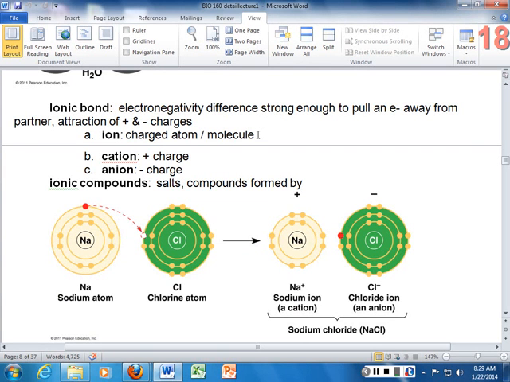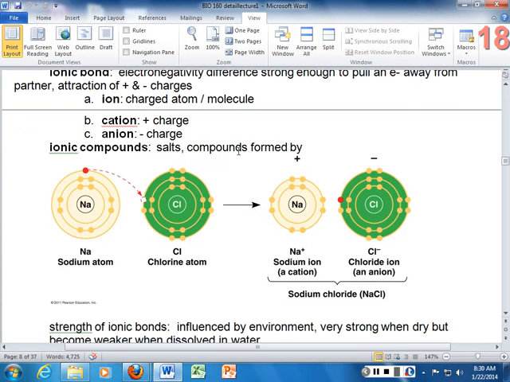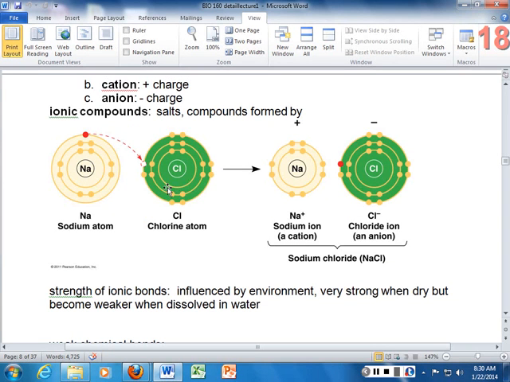When it gives it up, now it's got more protons than electrons, and so it will have a positive charge. Chlorine's real happy to take up those spare electrons. You can see where that red electron has gone into the chlorine. Now it's got more electrons than protons, and it has a negative charge. So now we've got these positive and negative charged ions, just like the positive and negative ends of a magnet that will stick together. Same thing here, that's going to hold those together.